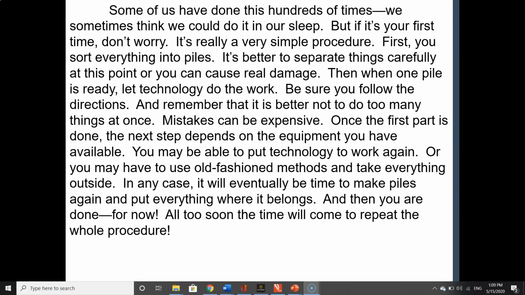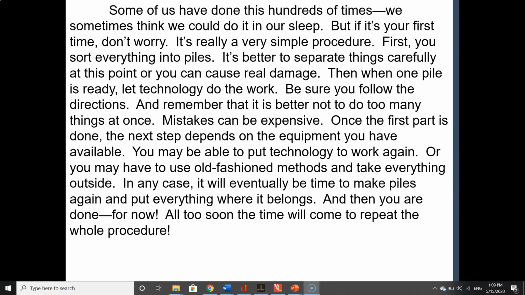Here we go. Some of us have done this hundreds of times. We sometimes think we could do it in our sleep. But if it's your first time, don't worry. It's really a very simple procedure. First, you sort everything into piles. It's better to separate things carefully at this point, or you can cause real damage. Then, when one pile is ready, let technology do the work. Be sure you follow the directions. And remember that it is better not to do too many things at once.